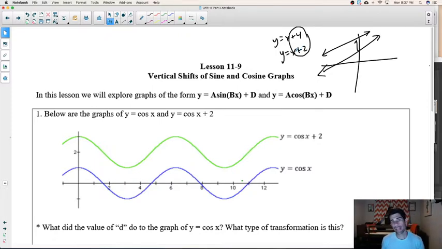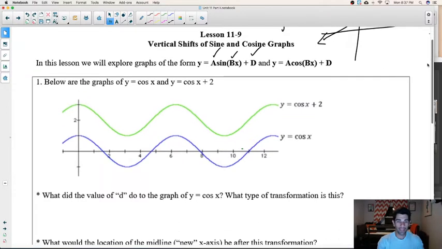You can do the exact same thing in the exact same way with sine and cosine functions. So here are some examples. So here's our form. We already went over the amplitude, frequency. Now what happens when you add a number or subtract a number to those sine and cosine functions? So let's take a look at that first one, and it's going to make complete sense to you.